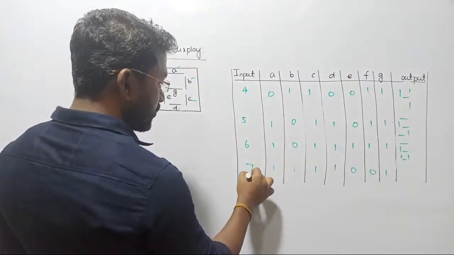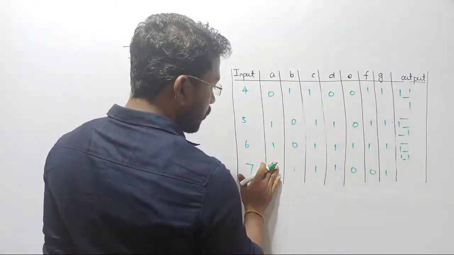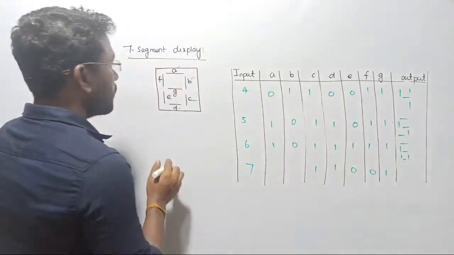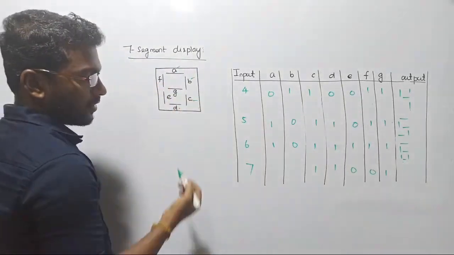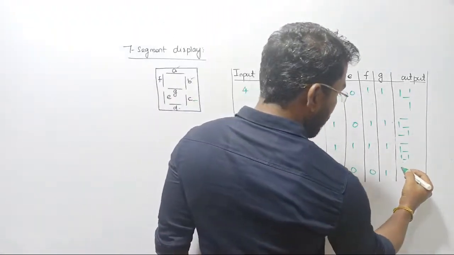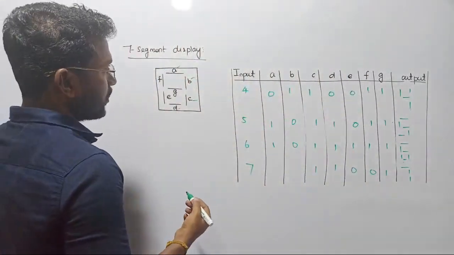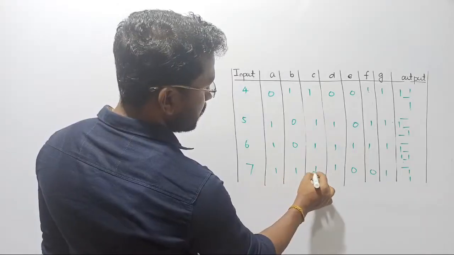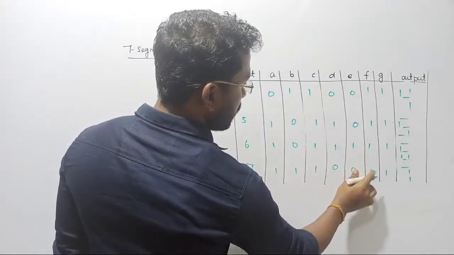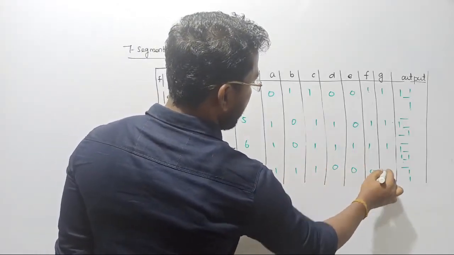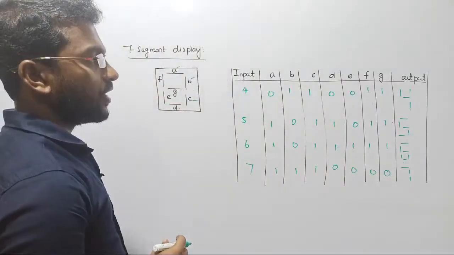Let us discuss 7. If you want to design 7, what will come? This is a b c. So 7 will be like this: a b c is going to be 7, and the rest are going to be 0 for 7. Happy? Next let us design the 8th one.